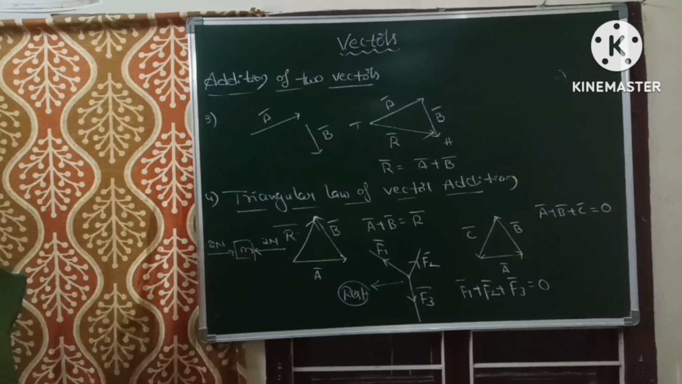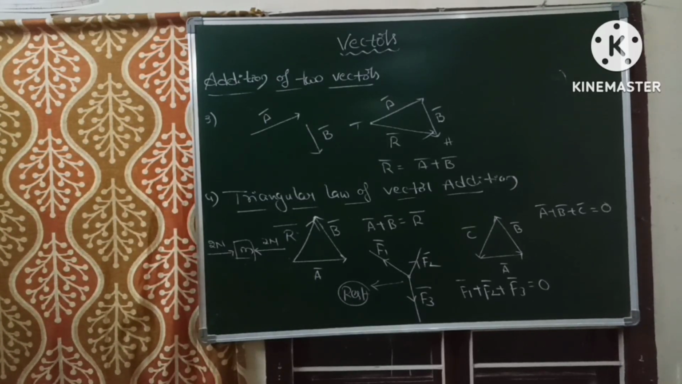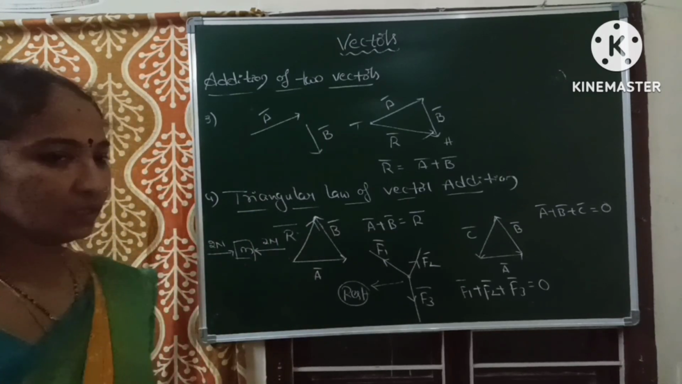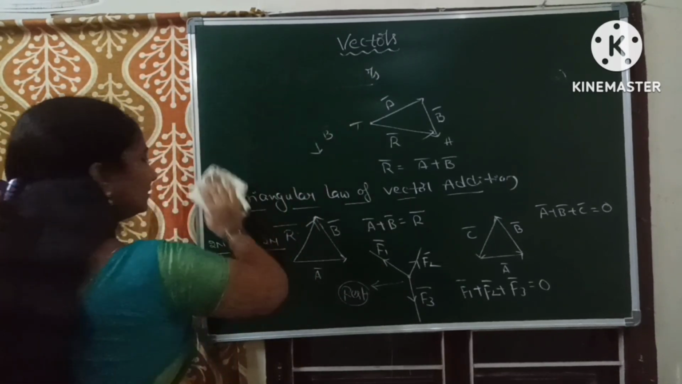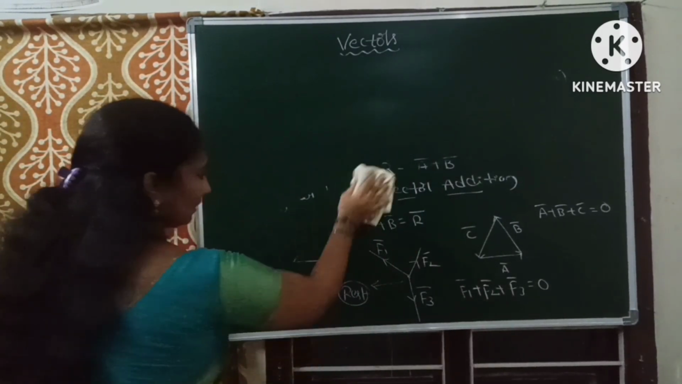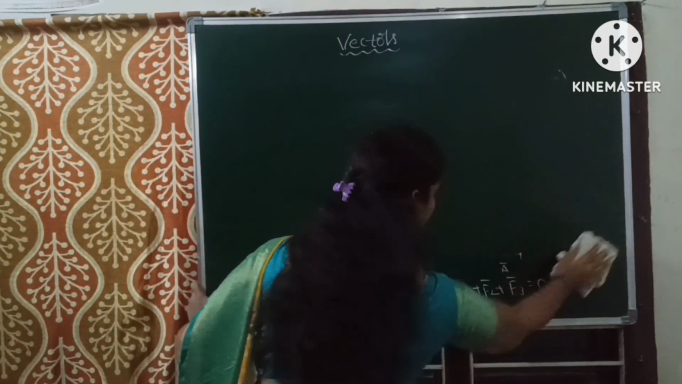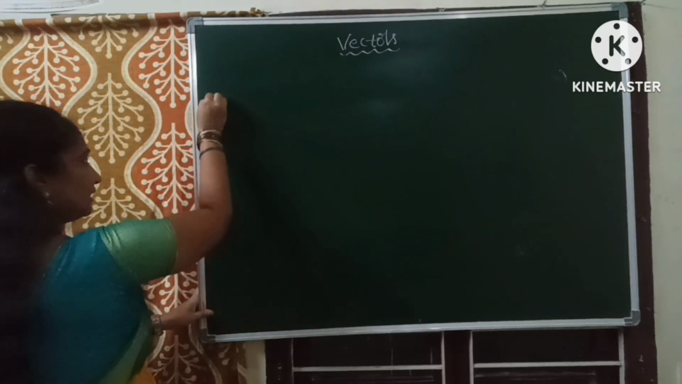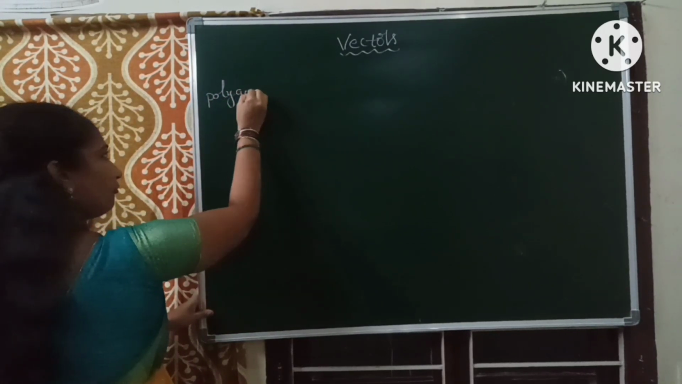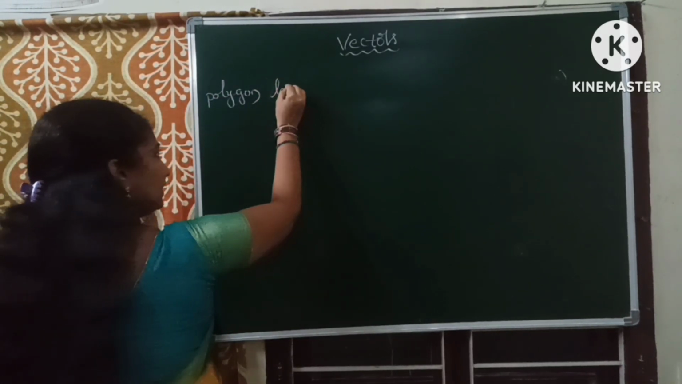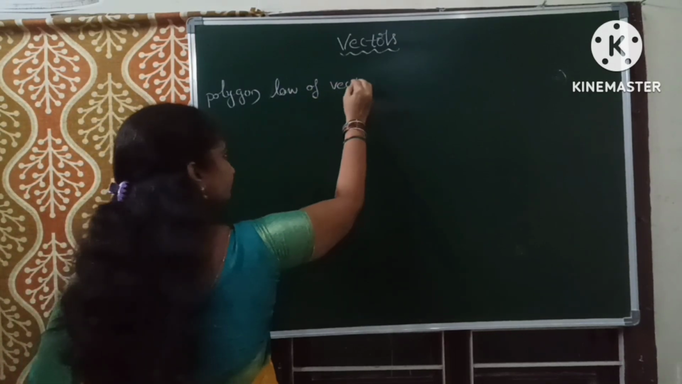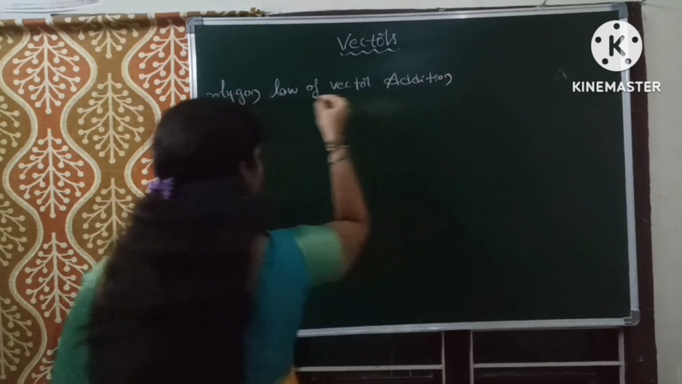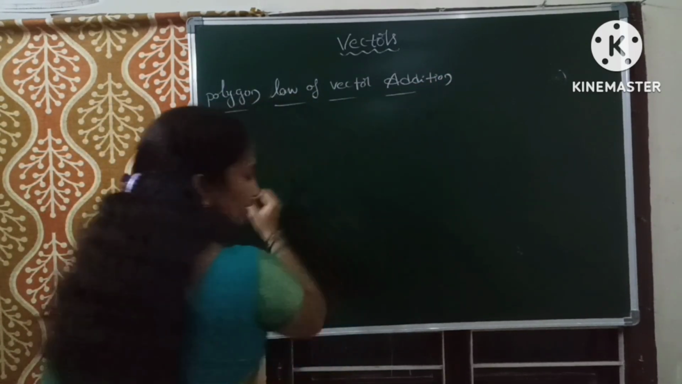Understand? So this is about the triangular law of vector addition. Only 3 vectors I considered here. Now let us consider more than 3 vectors. More than 3 vectors gives a polygon for us. 4 or 5 vectors, let us consider. That is the polygon law of vector addition. Polygon law, more than 3 or 4 vectors, let us consider.